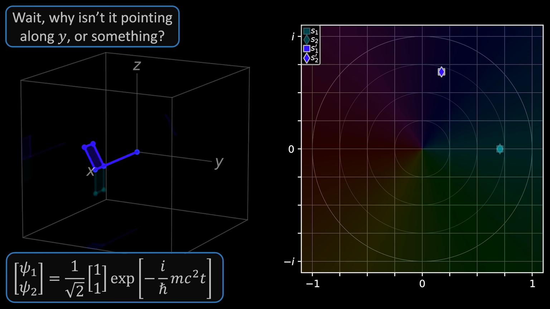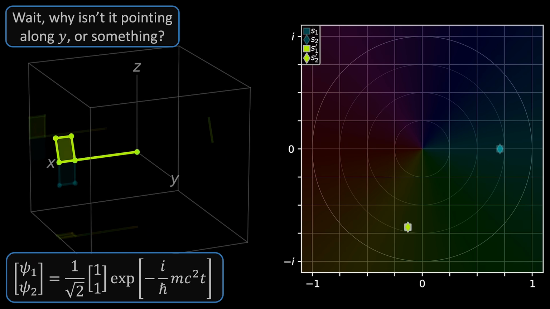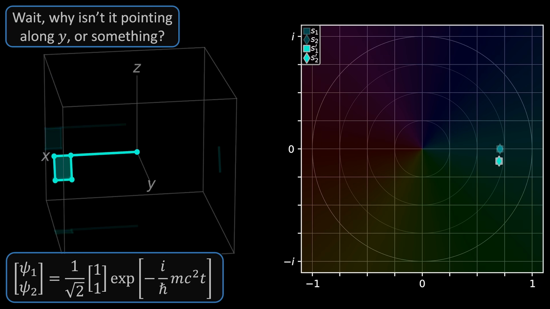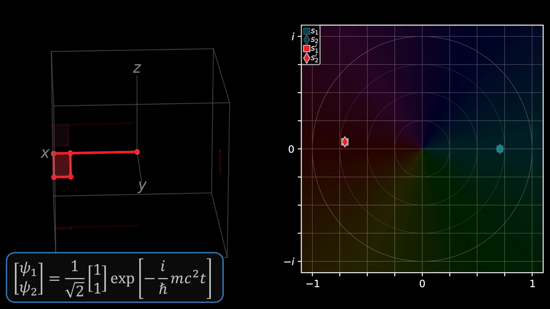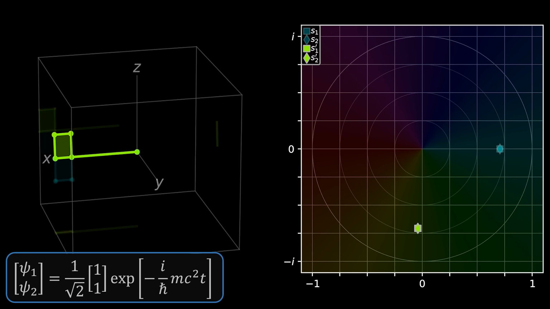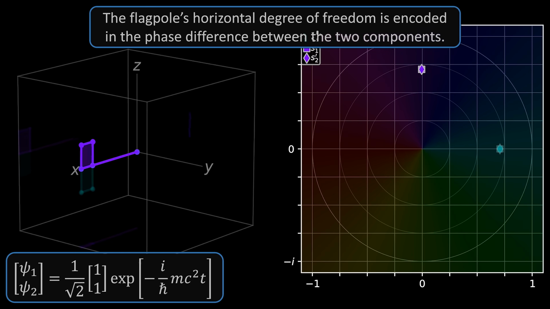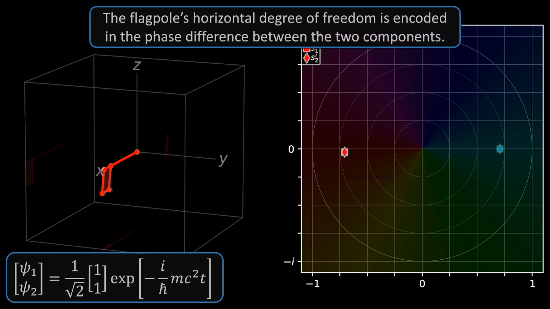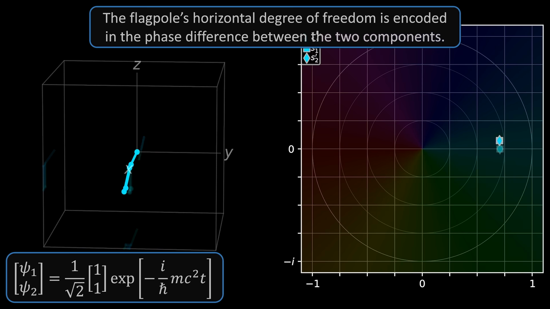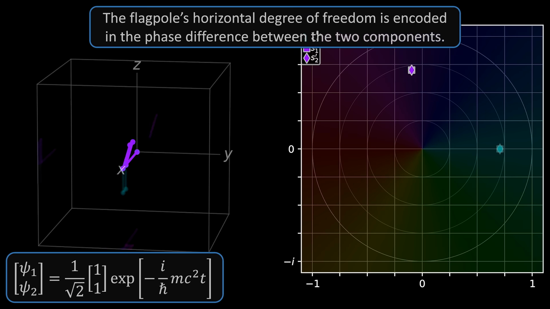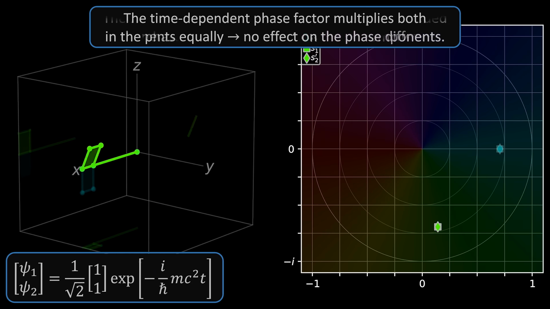But wait, why is the flagpole pointing in this particular direction and not some other direction while still being horizontal? Isn't there actually a circle of possibilities for a spinor that's equal parts spin up and spin down? Well, yeah, actually there is. And it all has to do with the complex phase difference between the two components of the spinor. See, both components will pick up the same time-evolving phase factor, but throughout time there will be some phase difference between them, and that phase difference can be anything between 0 and 2 pi.